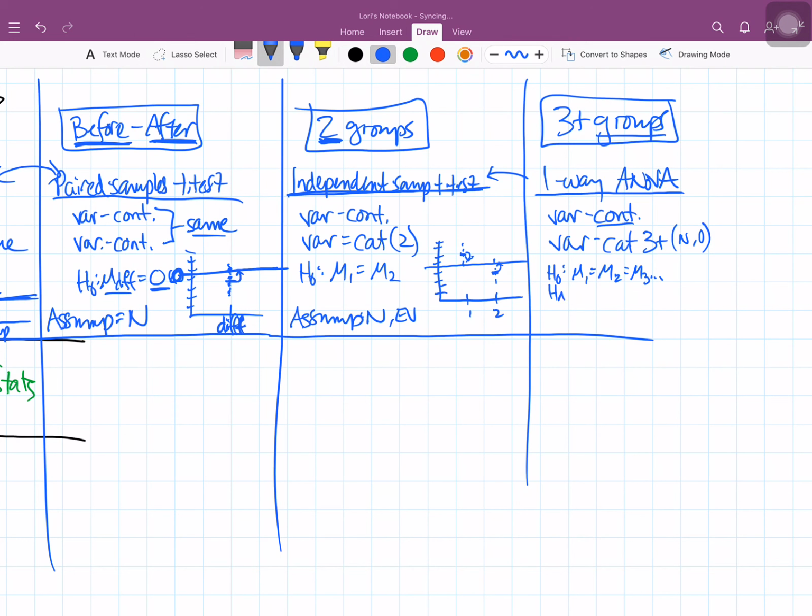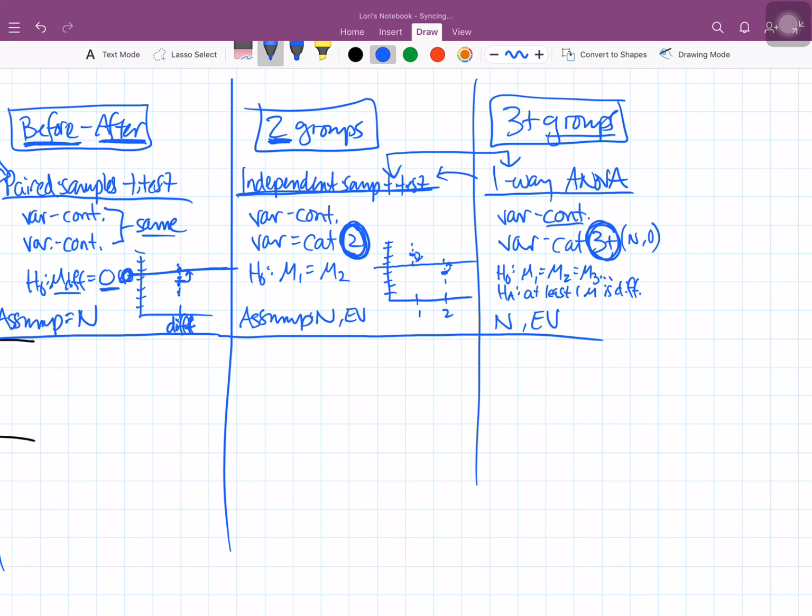The alternate is important here because it's different than what we've seen in the past. At least one mean is different. And then the assumptions again are normality and equal variances, just like we saw with the independent samples t-test. These two tests are so similar to each other. The only difference is the independent samples t-test only has two categories, and the OneWay ANOVA can handle three or more categories. So let's go ahead and draw that really quickly.